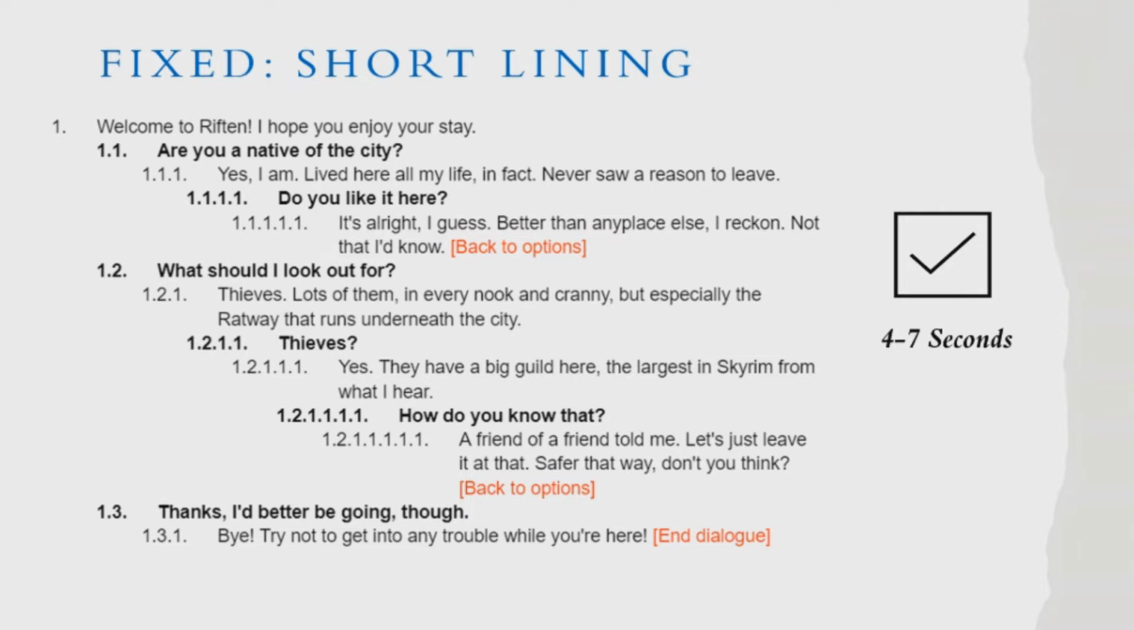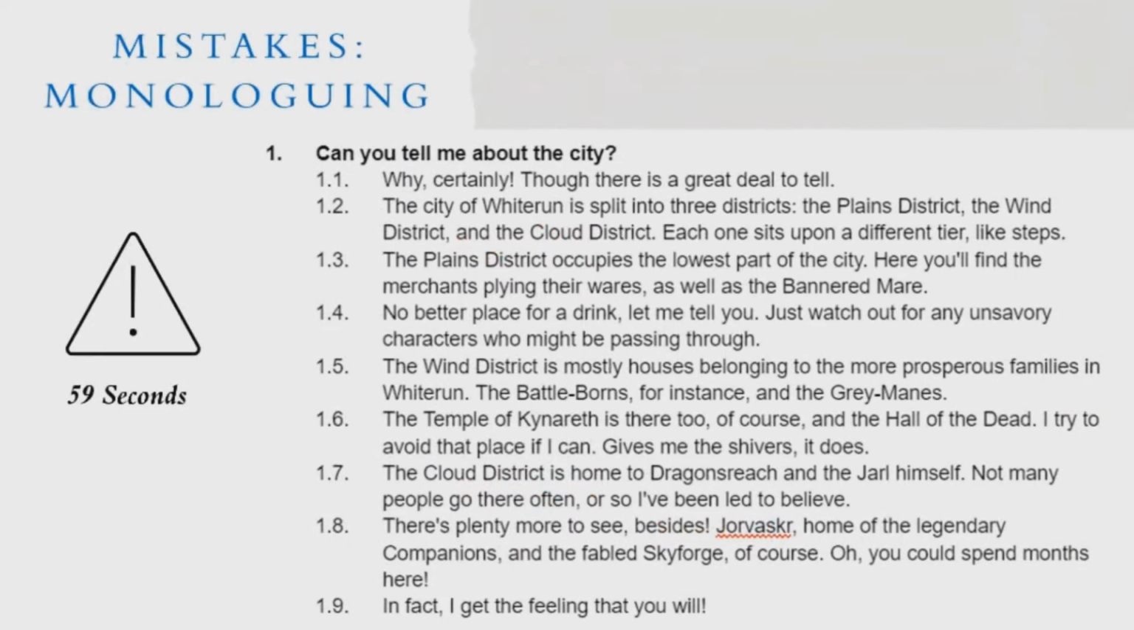Monologuing is even more tempting because we want to get our point across. And if you look at this, I'm just going to read a little bit of it aloud. Can you tell me about the city? Why, certainly. There's a great deal to tell. The city of Whiterun is split into 3 districts, the Plains District, the Wind District, and the Cloud District. Each one sits upon a different tier, like steps. The Plains District occupies, and right there, that's where the player stops paying attention.